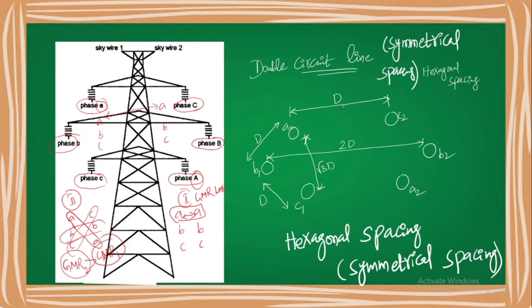Now if the distance between any two adjacent conductors is the same, we call this a regular hexagon. Regular hexagon means the length of each side of the hexagon is the same, right? If you observe, this arrangement also looks like the conductors are arranged at the corners of a regular hexagon, having equal distances between each and every adjacent conductor. So we can call this type of arrangement a symmetrical way of arranging the double circuit lines.